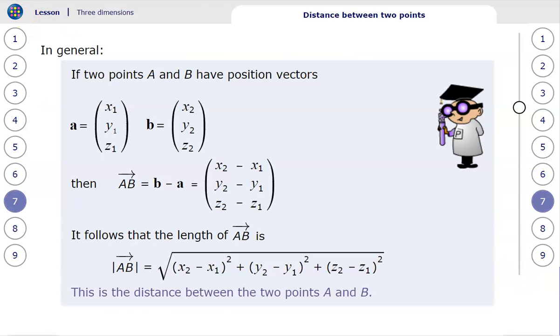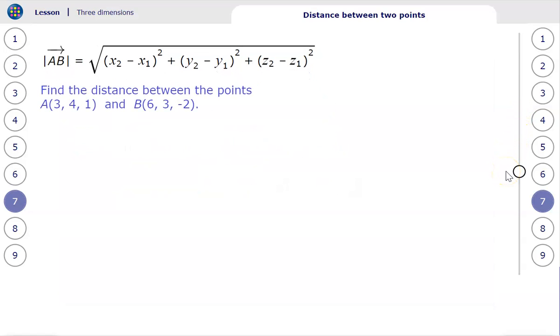Generalize all that we've done there. If we've got two position vectors, A, which has the components x1, y1, z1, and B, x2, y2, z2, then the displacement vector AB is going to be little b minus little a, position vector B minus position vector of A, and I simply subtract the different component parts. Likewise, if I want to find the length of AB, the magnitude of AB, I'm going to plug those differences into the Pythagorean formula in order to get my displacement.